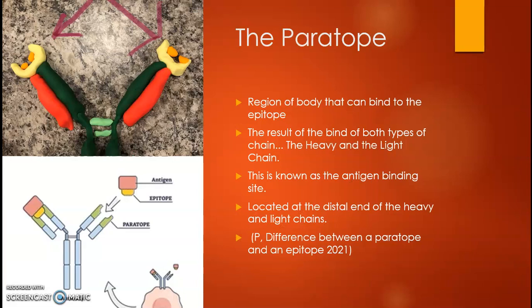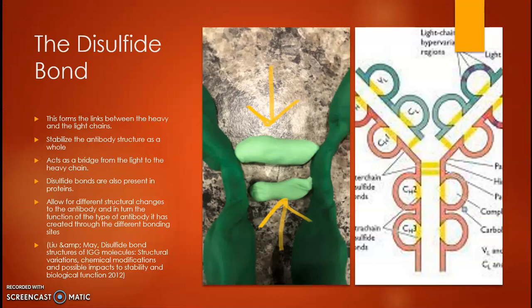The paratope is the region of the antibody that can bind to the epitope, the result of the bind of both types of chain, the heavy and the light chain. This is known as an antigen binding site located at the distal end of the heavy and light chains. You can see I pointed to it here, but it's the CLO at that far distal end of the heavy and light chain.